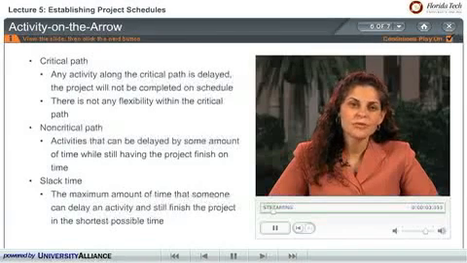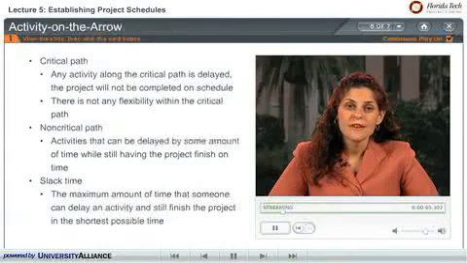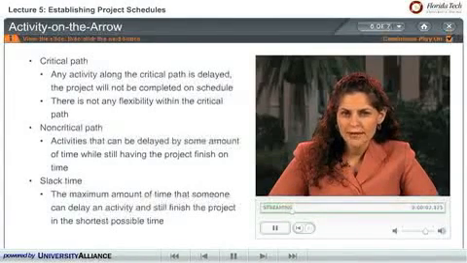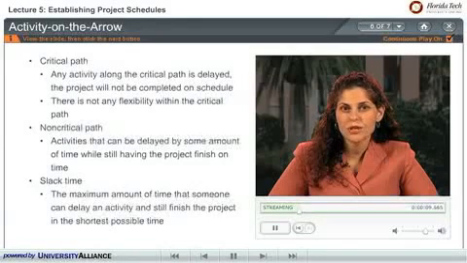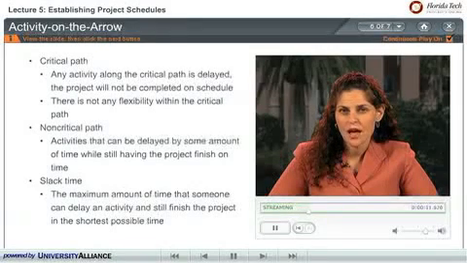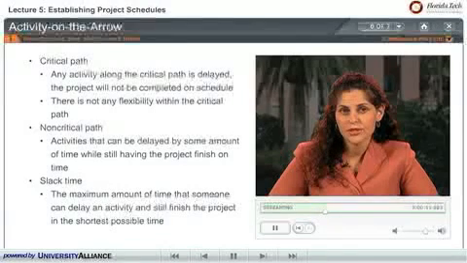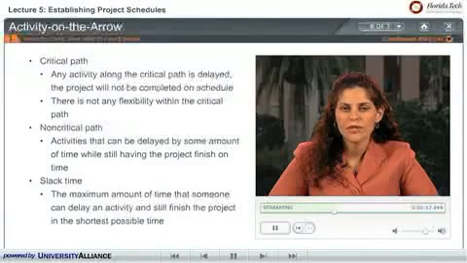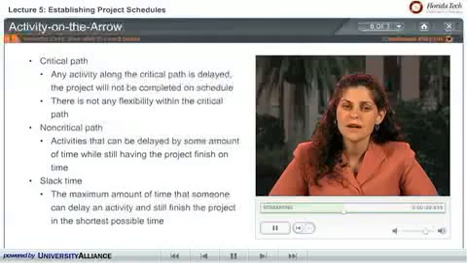The critical path, what does that actually mean? If any activity along the critical path is delayed, the project will not be completed on schedule. There is not any flexibility within the critical path, and therefore delays cannot occur without the result being a delay to the entire project.